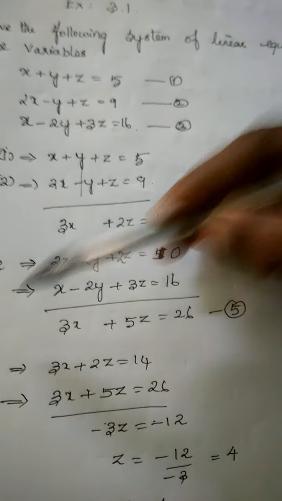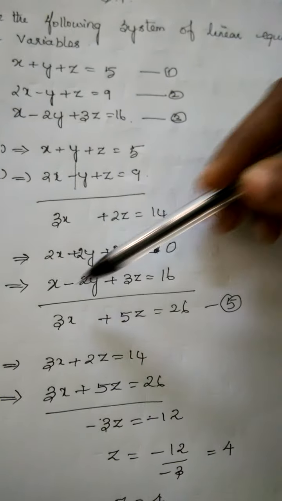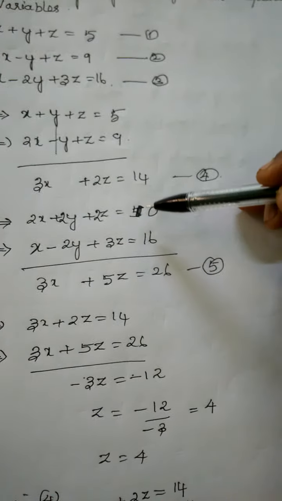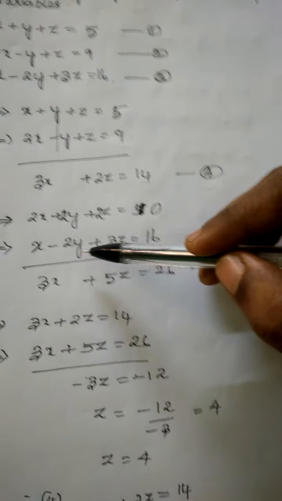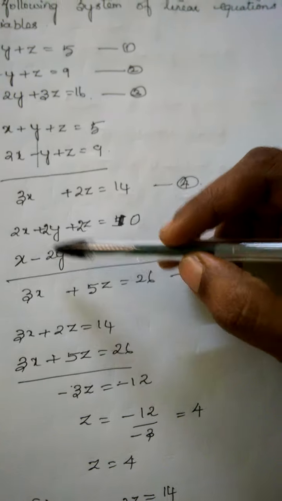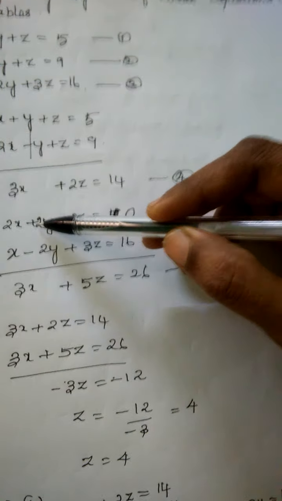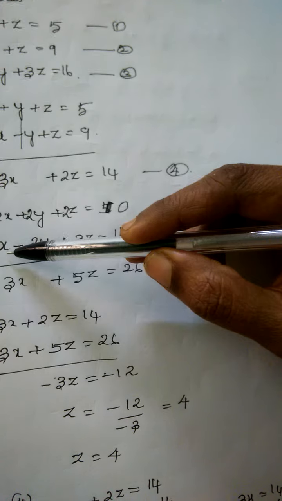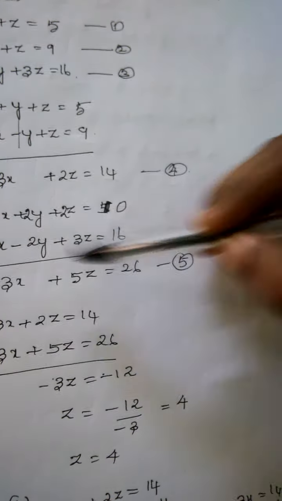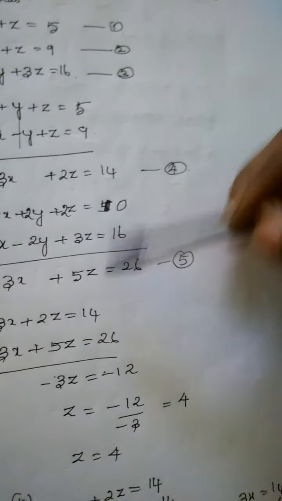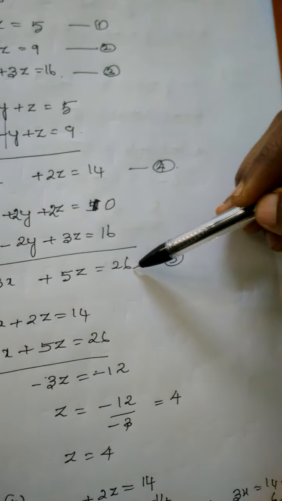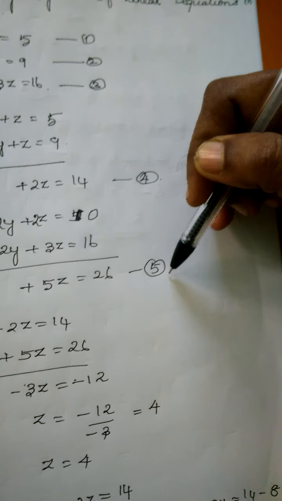Okay. After that, the third equation, x minus 2y plus 3z equal to 16. After cancelling, what is possible here? Which term will cancel here? Plus 2y and minus 2y will cancel, isn't it? 2x plus x equal to 3x. Here also we have to add these two terms. You will get 3x plus 5z equal to 26. We consider this one as the fifth equation.